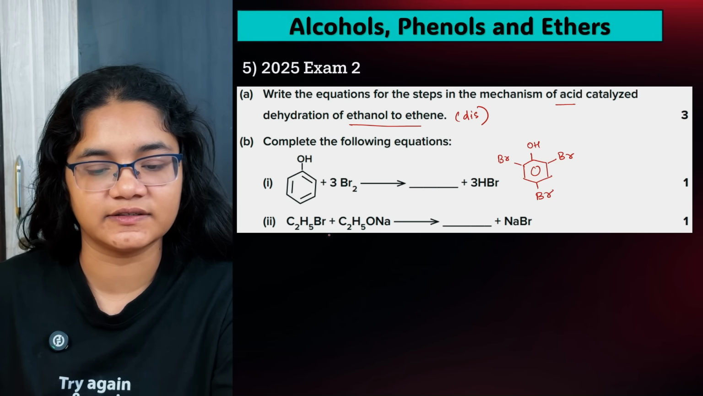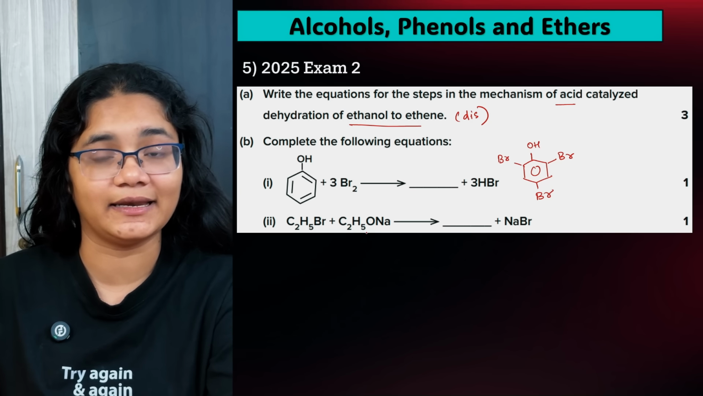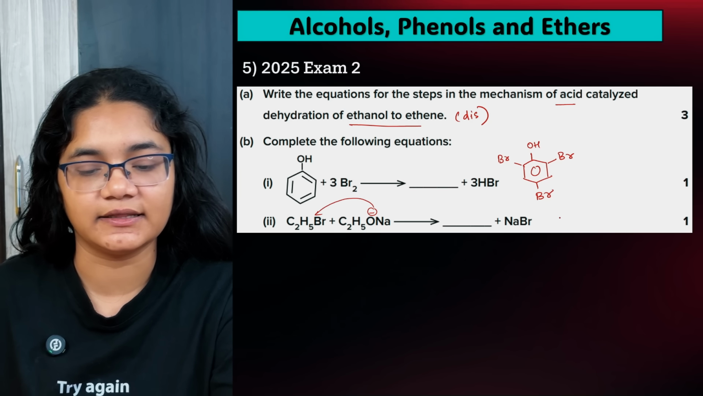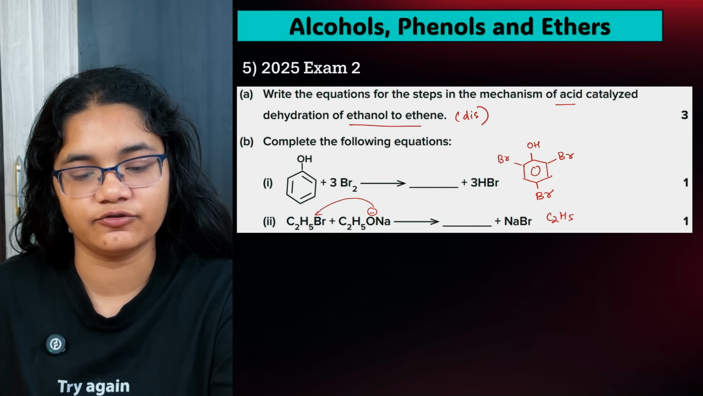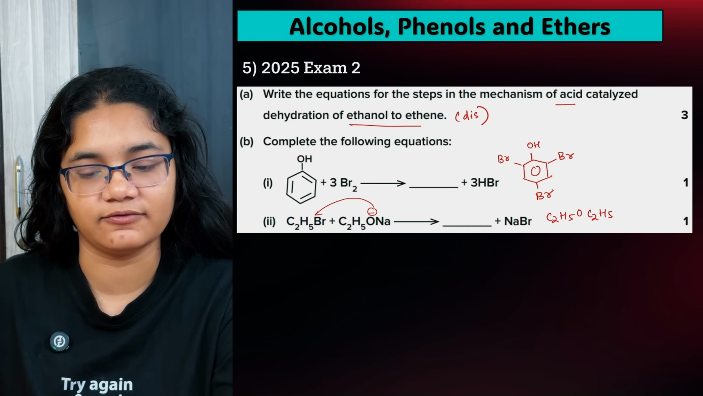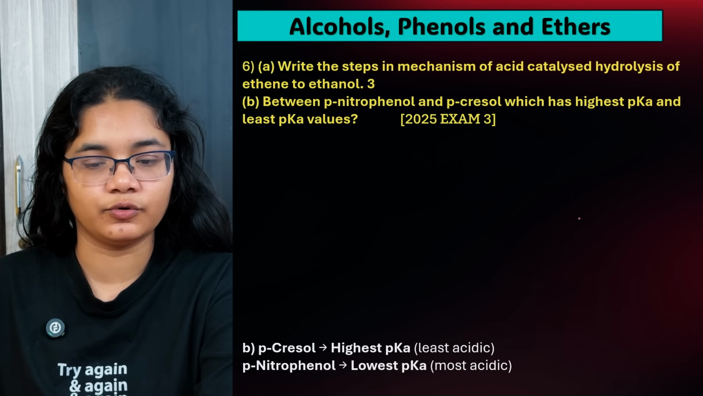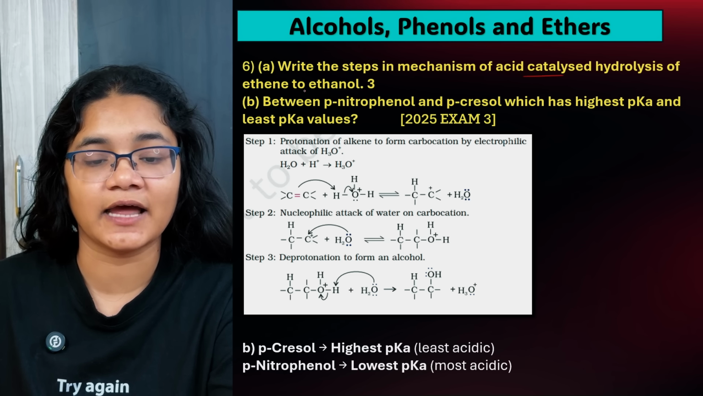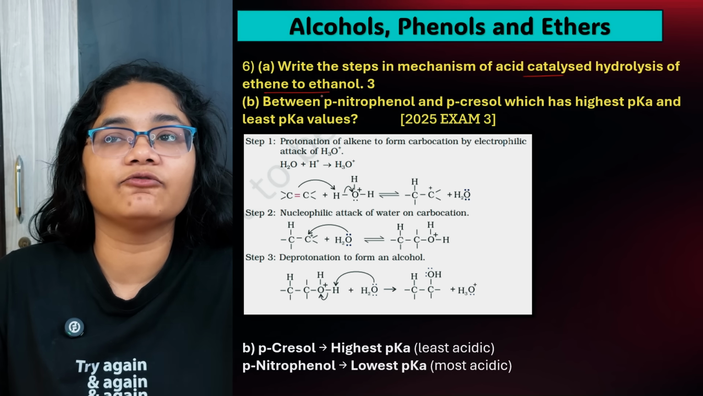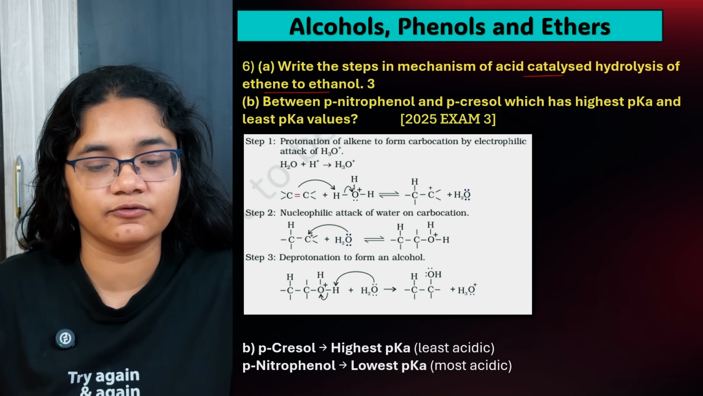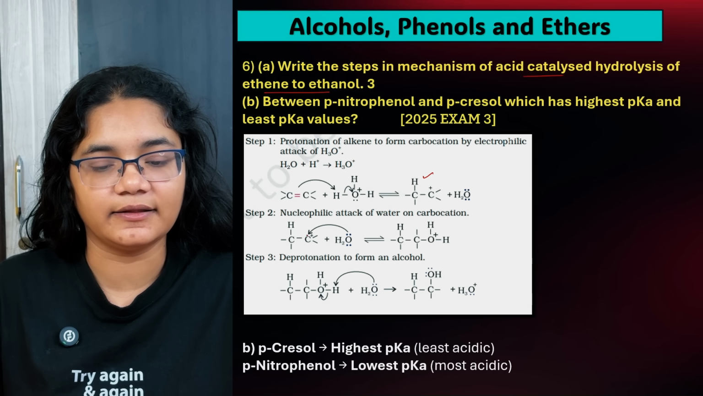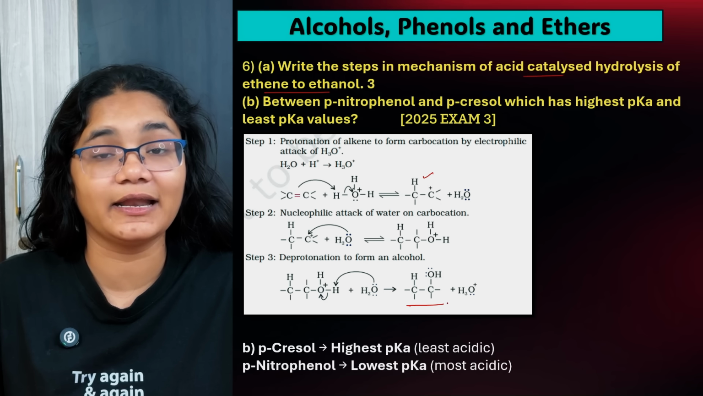Next we have C2H5Br plus C2H5ONa. So this one will be Williamson ether synthesis. So you will get C2H5OC2H5. Okay. Next we will move to 2025 examination 3. The first question is acid catalyzed hydration of ethene to ethanol, meaning formation of ethanol from ethene. First of all, there is protonation, and you get a carbocation here, and then there is an attack of nucleophile, and then we have deprotonation here to get alcohols.